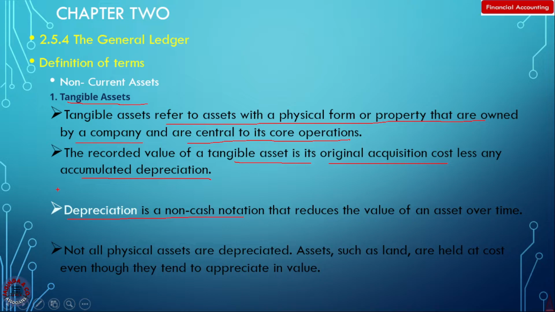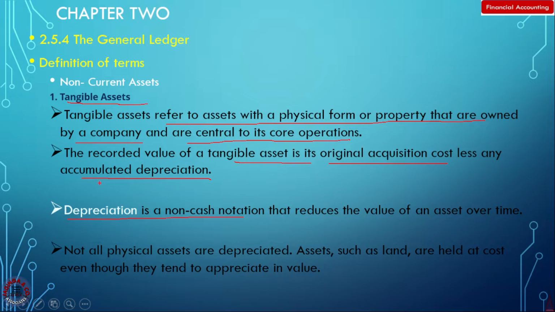It means the vehicle will have reduced in value. So that reduction of the value of that vehicle from the original cost is what we are calling the depreciation. So the recorded value of a tangible asset is its original acquisition cost less any accumulated depreciation.